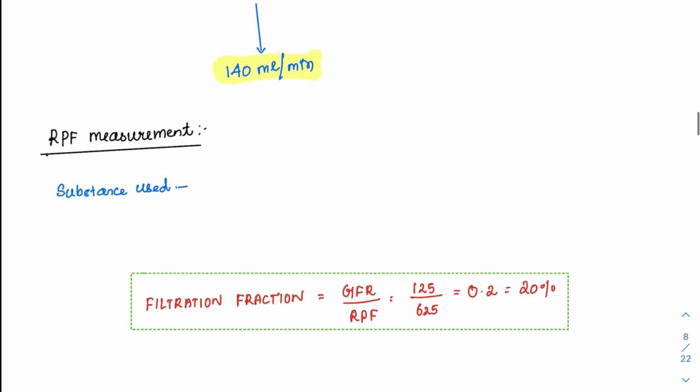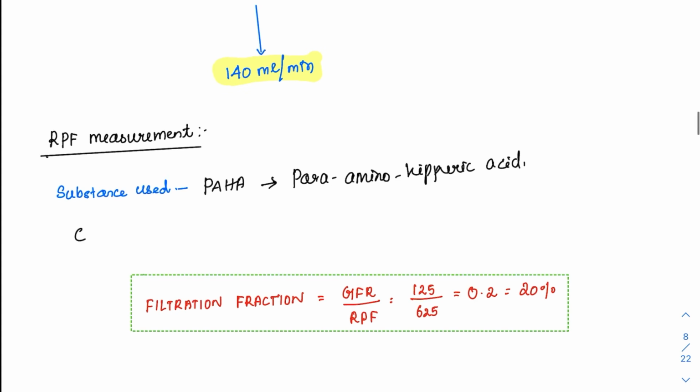Then coming to the renal plasma flow. Renal plasma flow is measured using a particular substance which is called PAHA, P-A-H-A. What is this PAHA? PAHA is nothing but para-amino hippuric acid. So these terms are very, very important. Whenever we identify the clearance of PAHA, it will give me the renal plasma flow, and it's usually higher than that of creatinine, which is usually more than that of inulin, which is more than that of clearance of sodium, which is more than that of clearance of glucose.